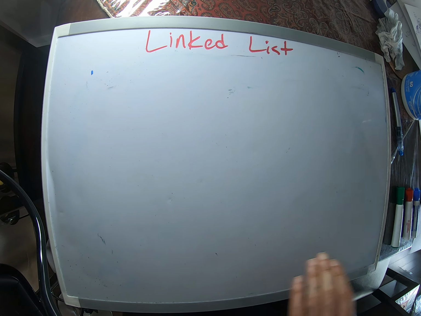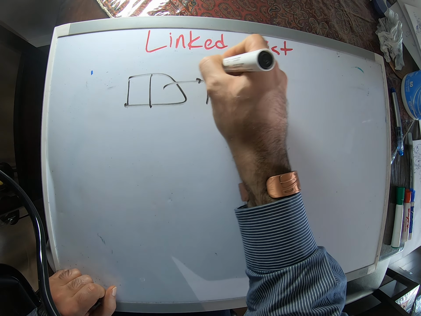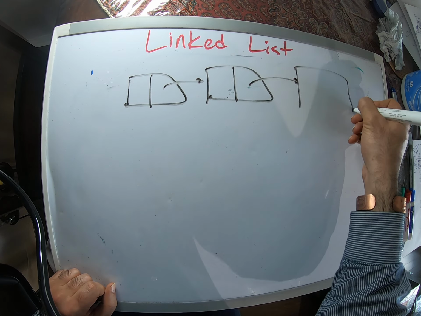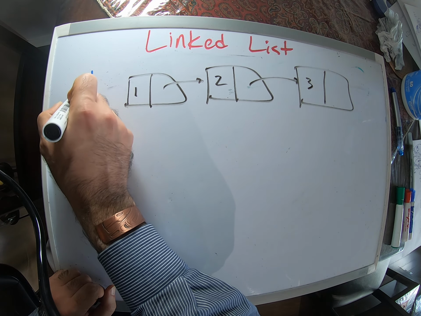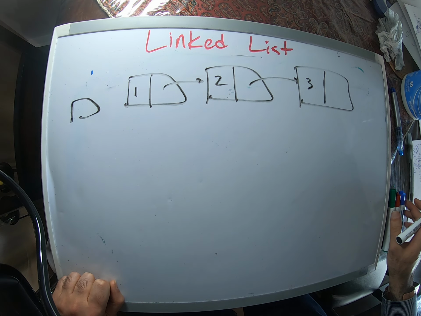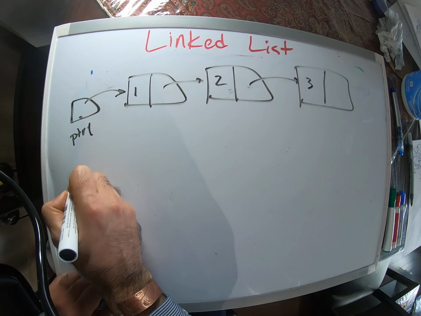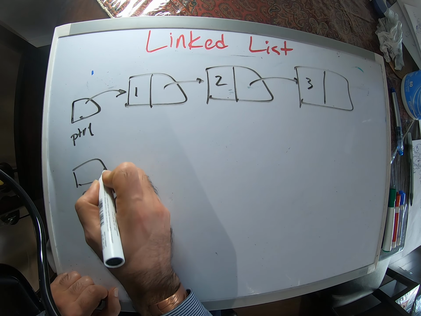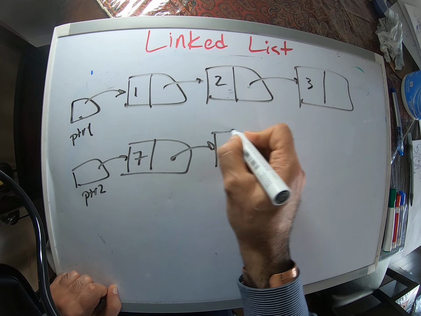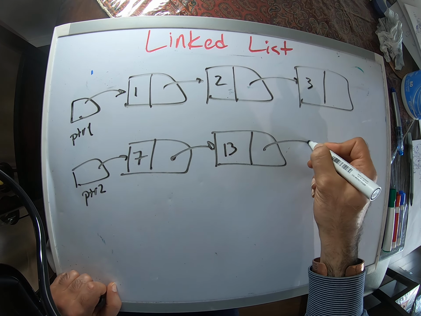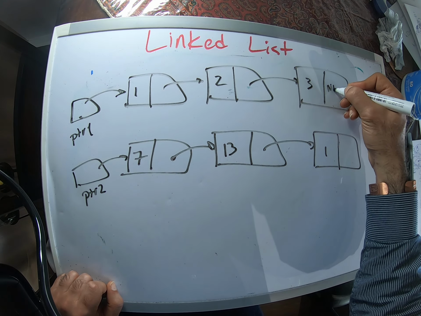So we have two linked lists. Say pointer 1 is the head reference for this one. Pointer 2 is for the other one. Say this is 7, this is 13, this is 1, and these are null.